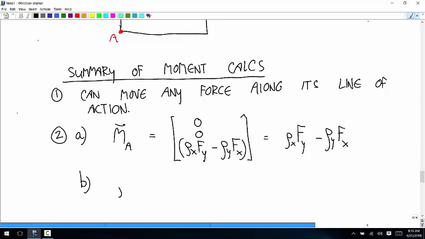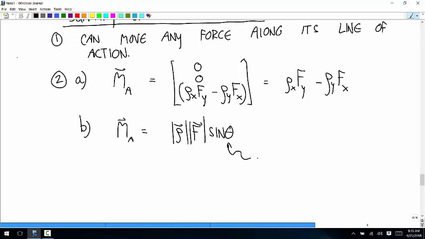Or it's equal to the magnitude of the rho vector. So the moment is equal to the magnitude of the rho vector times the magnitude of the force vector times the sine of the angle between them. Remember, they have to be tail to tail for this. And this comes from counterclockwise or clockwise.